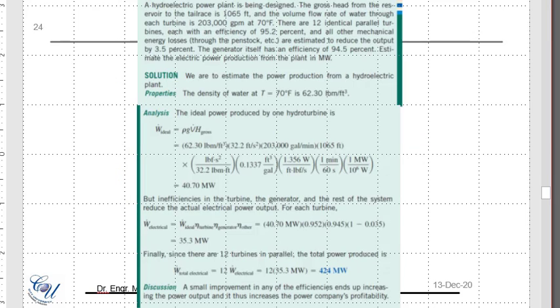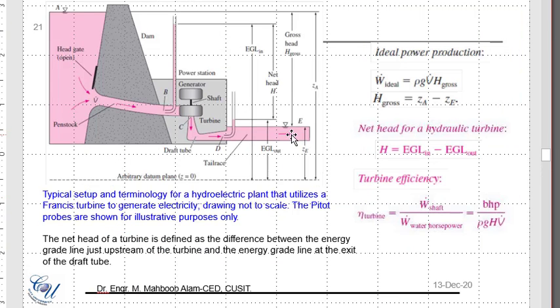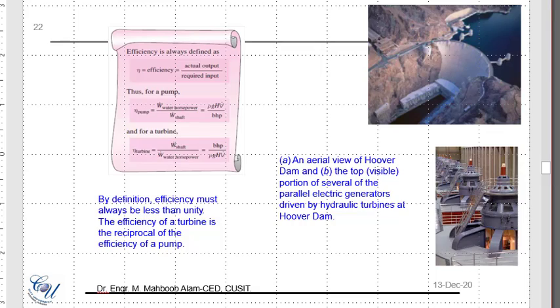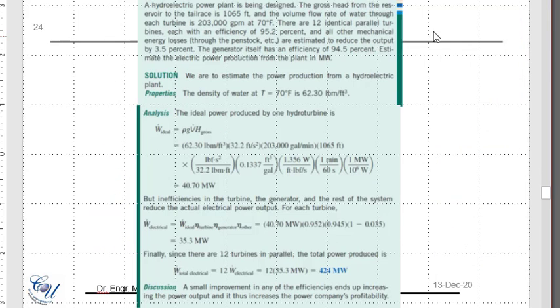Fine, we looked into this. This is a very simple example, a simple numerical on a hydroelectric power plant. So the example is that we have a hydroelectric power plant that is being designed. The gross head from the reservoir to the tail race is 1065 feet. This part is also called the tail race. You see the tail race, it is written here. So this head is given to us.